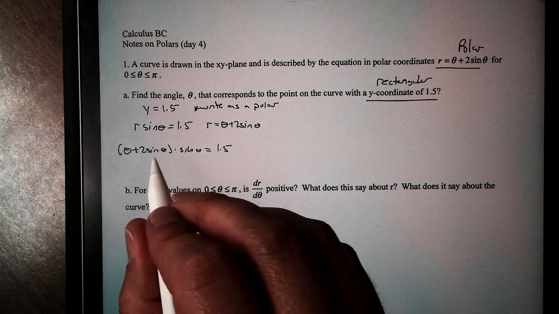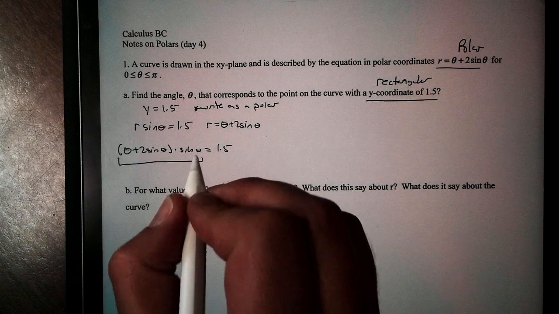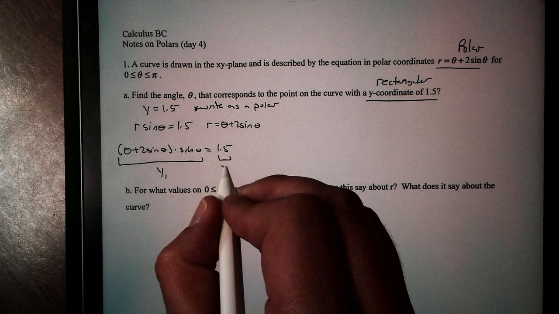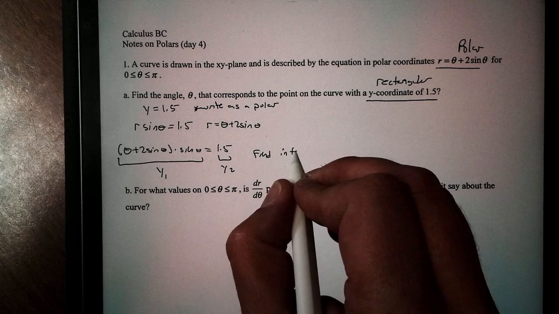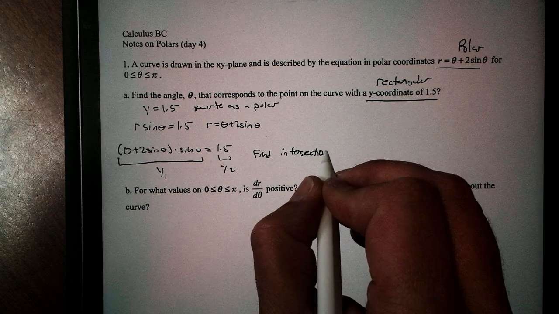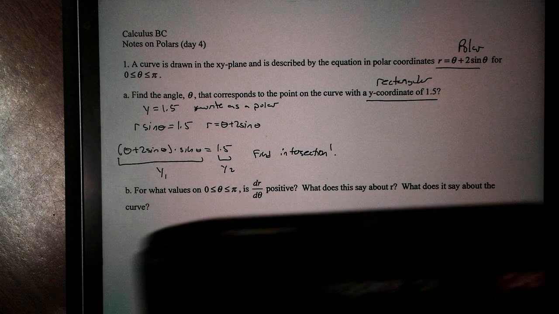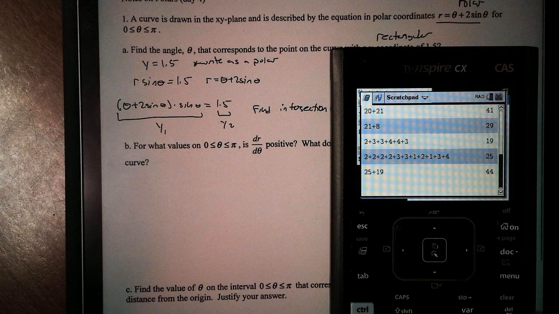Now, here's the thing. We don't know how to solve this by hand, so we are going to use our calculator. I'm just going to type this in as y1 and this as y2. And I'm just going to find the intersection. Alright, so let me go and grab my calculator. I am using TI Inspire, the CAS. If you have the CX, it works the same way. So let me see here, let me clear up my memory.